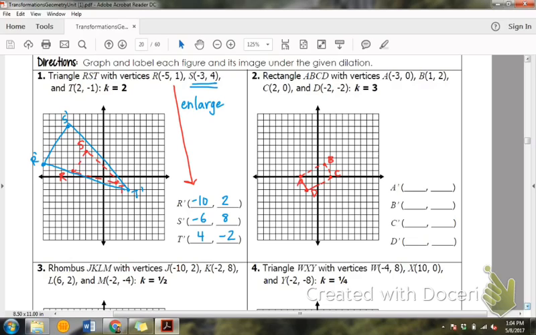So is this going to be an enlargement or a reduction, Carla? Good, an enlargement because the K value is greater than 1. Okay, so now you're going to go ahead and find your points. Remember, you're multiplying every x and every y by 3.